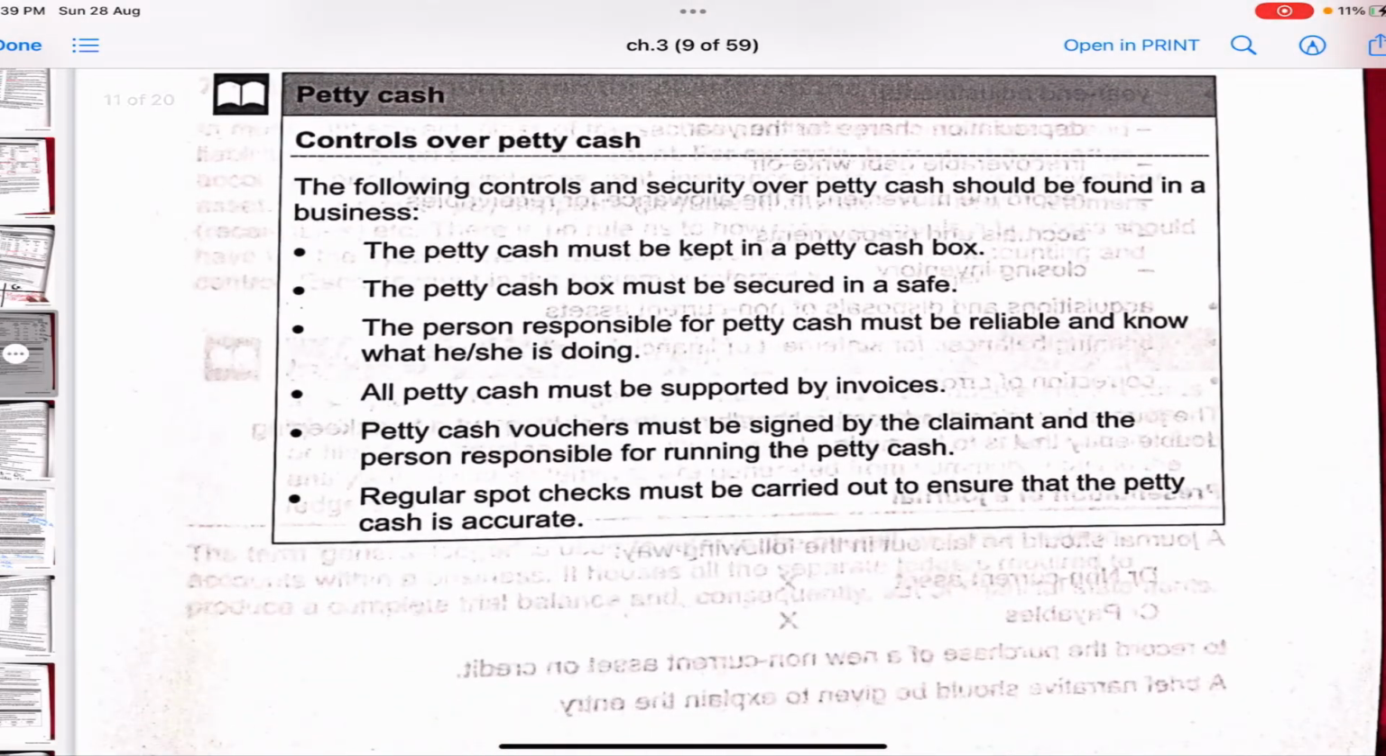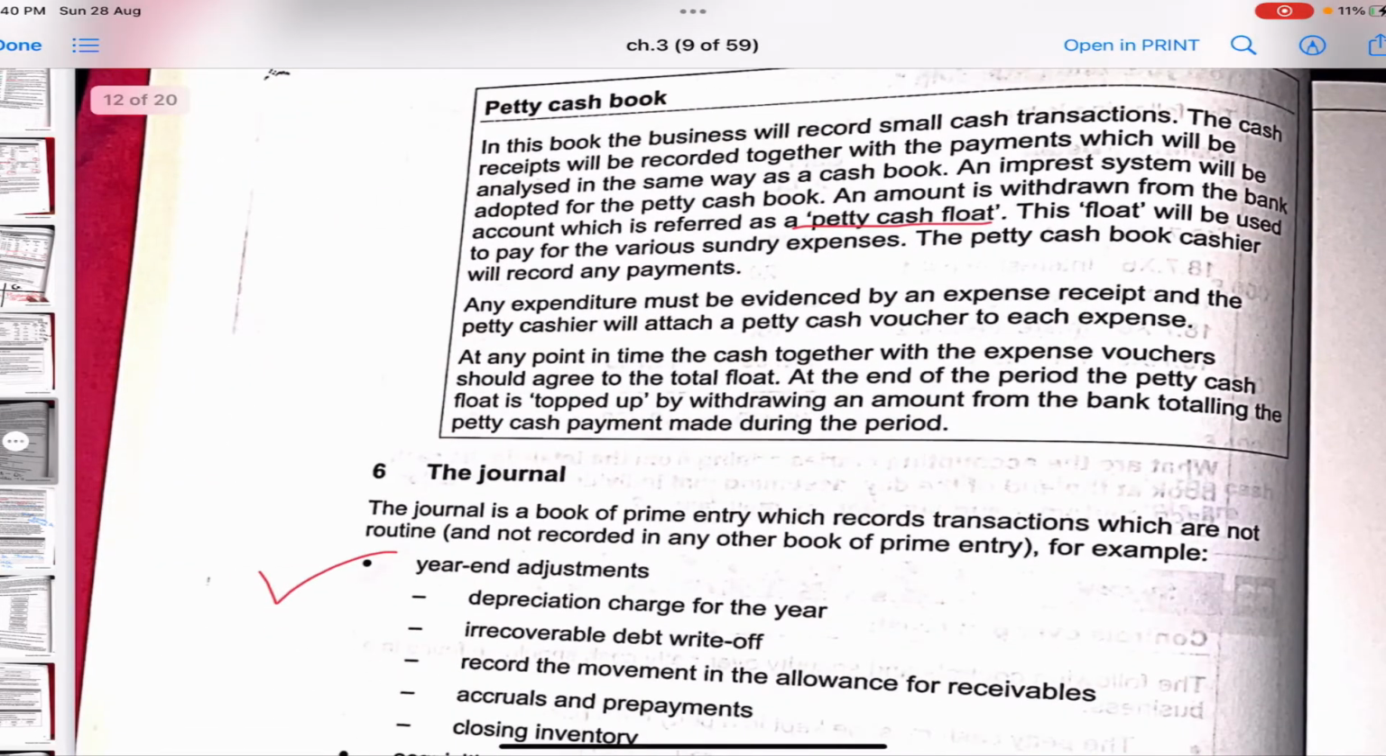So what do you understand by petty cash? Now you will know what a petty cash book really means. The cash which is kept by the business for small, petty expenses which go on in the business, which are not related to the actual operation of the business, is known as petty cash. These are the controls which need to be taken care of when you have petty cash. You can pause the video and go through it. This is what is known as a petty cash book.